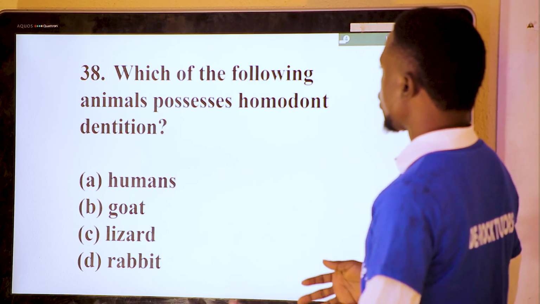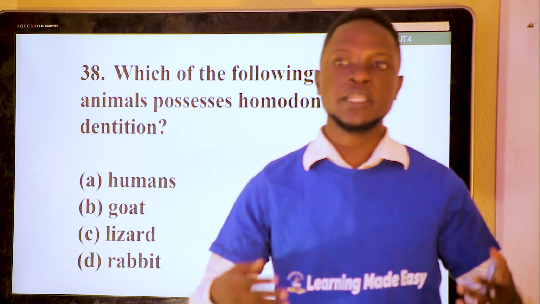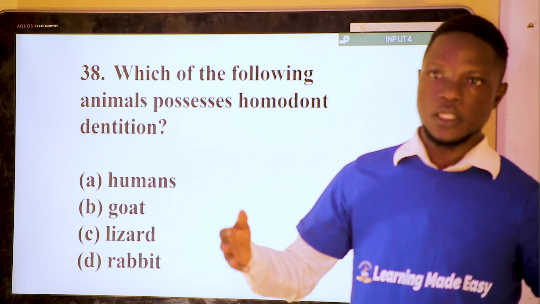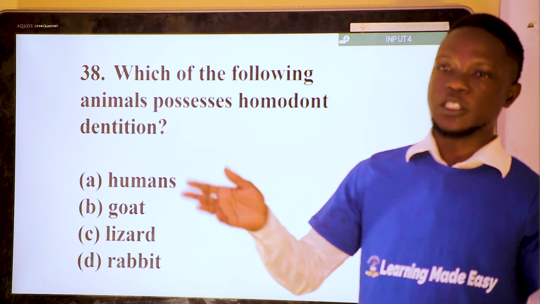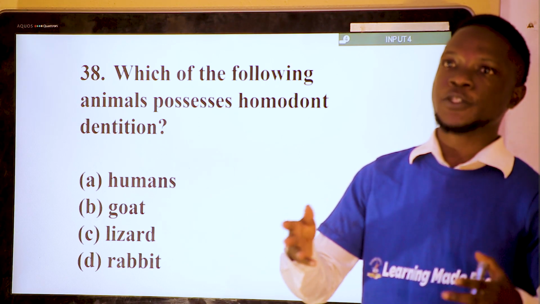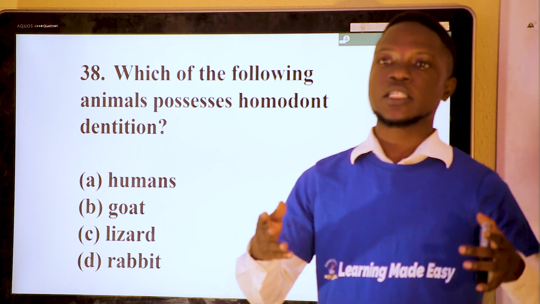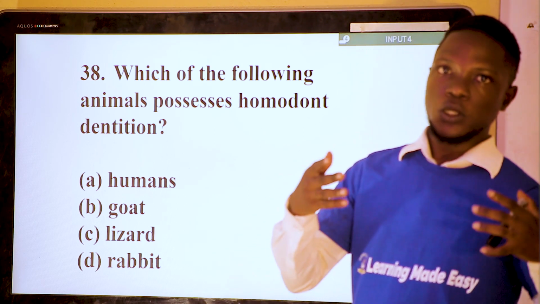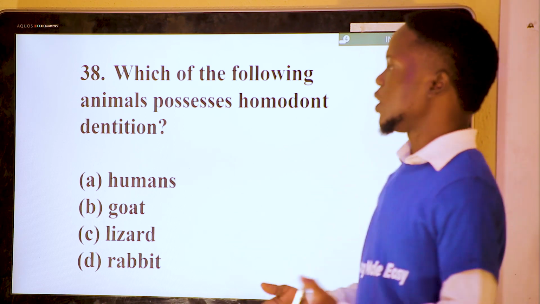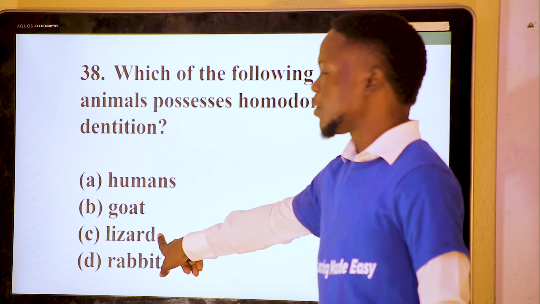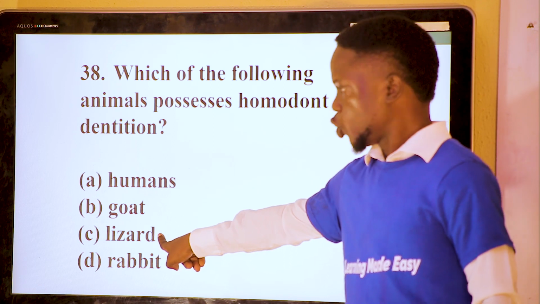Number 38. Which of the following animals possesses homodont dentition? The meaning of homodont dentition means that they have the same similar set of teeth throughout. The meaning of heterodont dentition means they have different sets of teeth, that is incisors, canine, premolars, molars. Now homodont dentition is peculiar to reptiles and some amphibians, and even Pisces like fish. So the answer here is lizard, because lizard is a reptile, so it will have a homodont dentition.